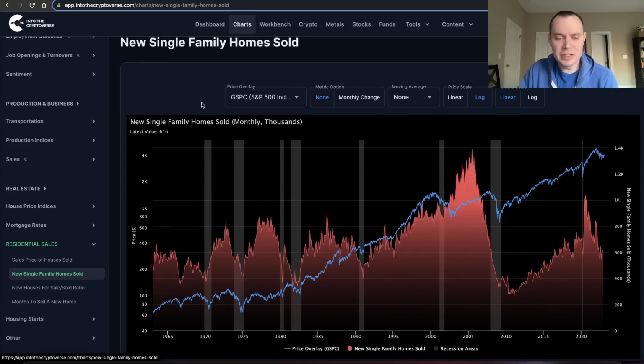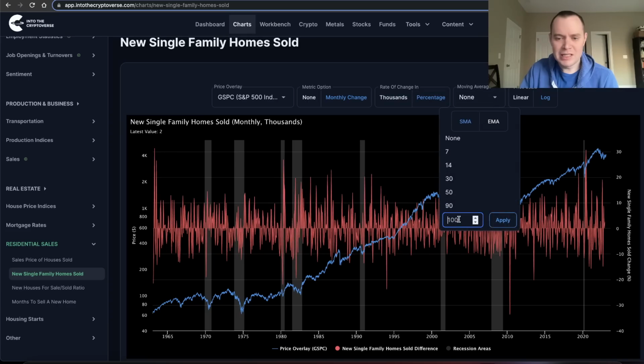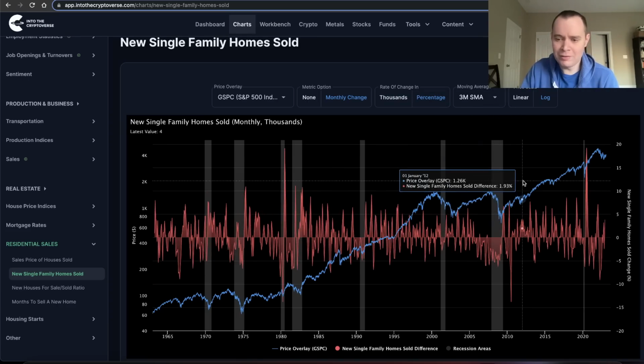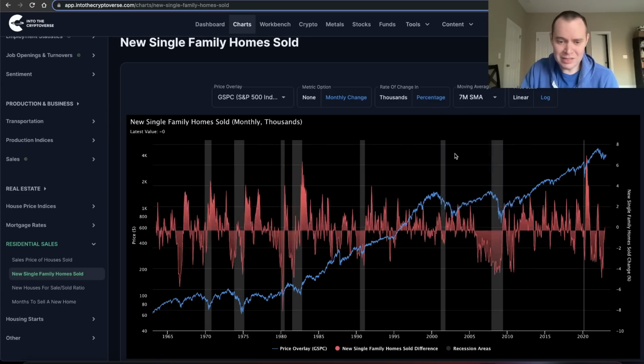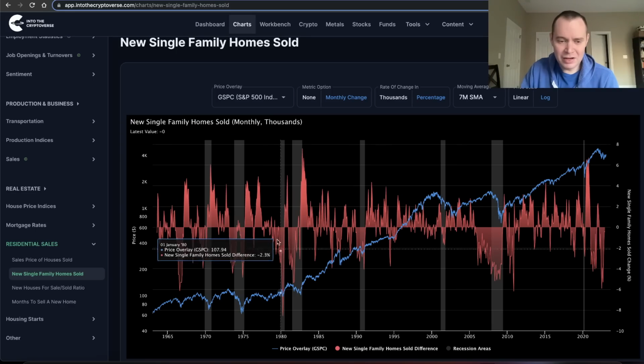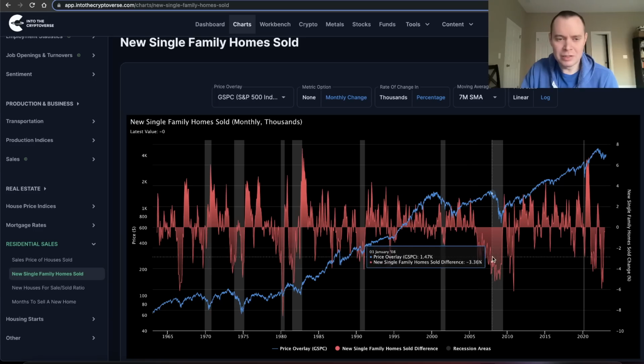This again, new single-family homes sold. Look at the monthly change. Take the percentage. Take, say, a 3-month rolling, a 3-month moving average. That actually is somewhat messy still. Perhaps we need to change it to a 7-month. And here again, these recessions can easily correspond to pretty large downturns in the real estate market in terms of new single-family homes sold.